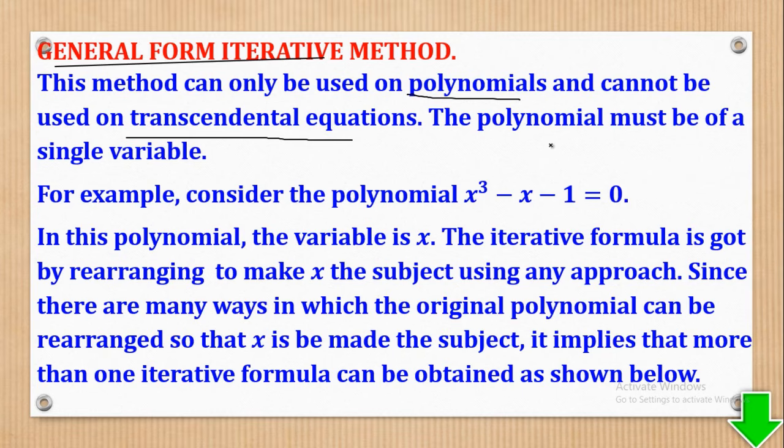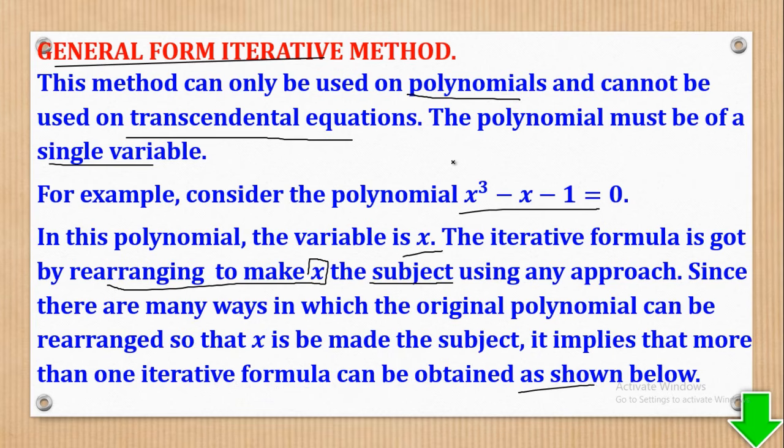So the polynomial must be of a single variable. For example, this will be a polynomial. If I consider this polynomial, the variable is x, and the iterative formula is got by rearranging to make x, which is the variable, the subject, using any approach. And since there are many ways in which the original polynomial can be rearranged so that x is made the subject, it implies that more than one iterative formula can be obtained, as shown below.